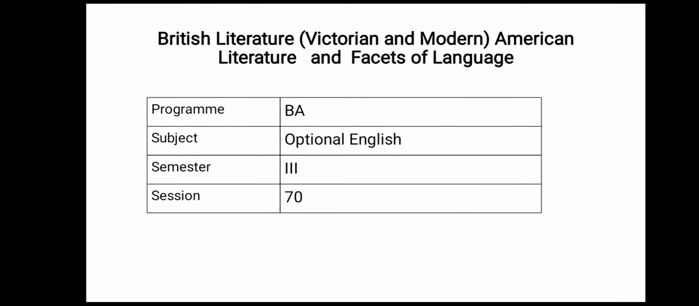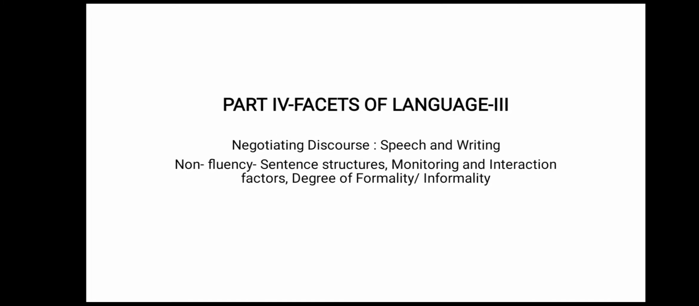Program BA, Subject Optional English, Semester 3, Session 70. Facets of Language, Negotiating Discourse, Speech and Writing. We are going to discuss today non-fluency, sentence structures, monitoring and interaction factors, degree of formality and informality.